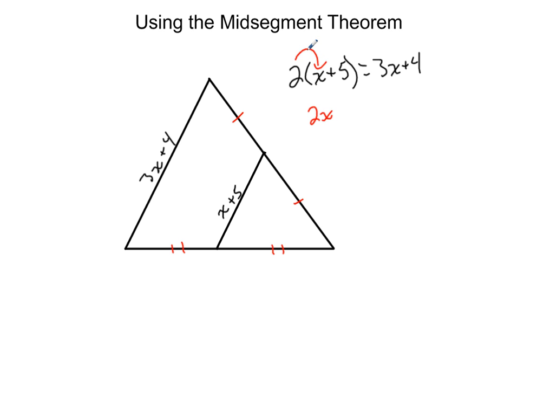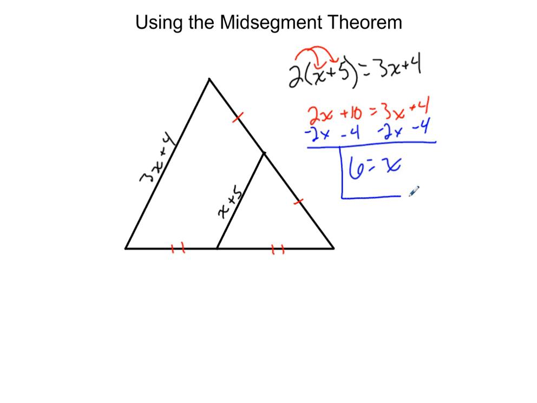2x plus 10 is equal to 3x plus 4. Remember, pick on the little guy, so I'm going to subtract 2x from both sides. And I want to also subtract 4 from both sides because I'm trying to get the x over here by itself. And so I get 6 is equal to x. And there's an example of how you might use the midsegment theorem.